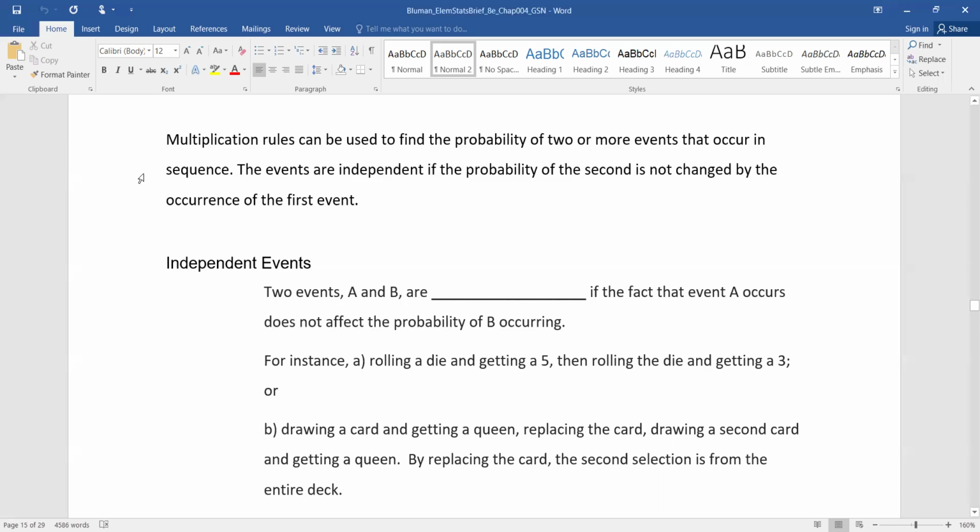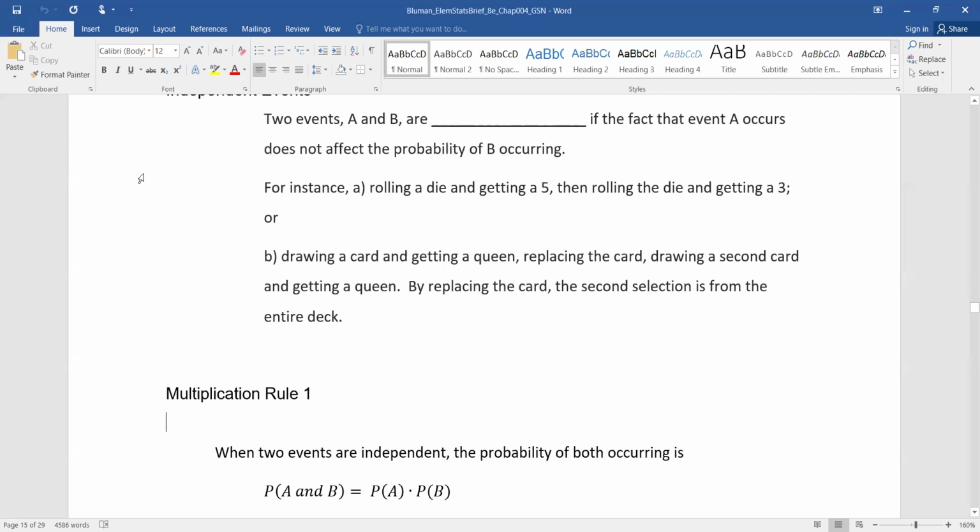All right, so multiplication rules can be used to find the probability of two or more events that occur in sequence. The events are independent if the probability of the second is not changed by the occurrence of the first. Meaning, if I was to randomly select a card and put the card back, it is independent events. One does not affect the other.